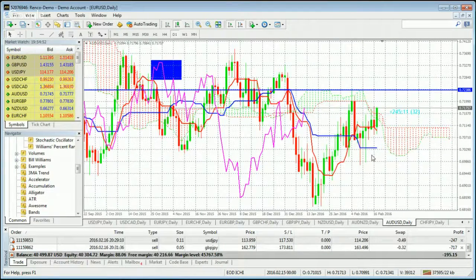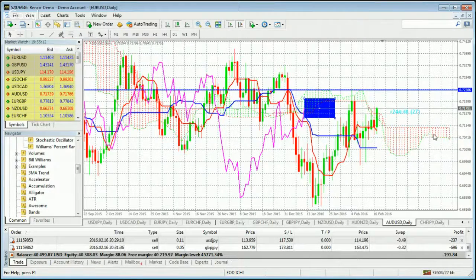You see what I'm saying? The Chiku is not that close to price. It's got a lot more open space in front of it. It's inside the cloud, which is quite okay. But more importantly, it's got nice open space in front of it. I mean, check here. You just move that. You can see it. Look there. Nice open space in front of it. The only other thing is that the future Kumo is still bearish.